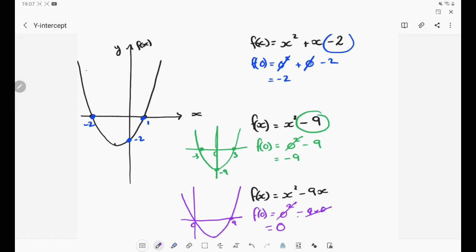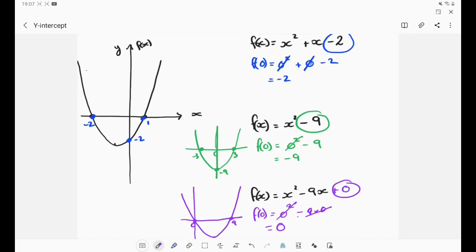Now this is a bit different because it didn't say 0 in that first expression, but there is an invisible plus 0 at the end that wasn't written. And that is why we cross our y-axis at 0 there.